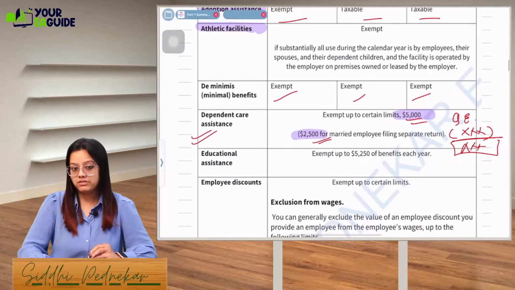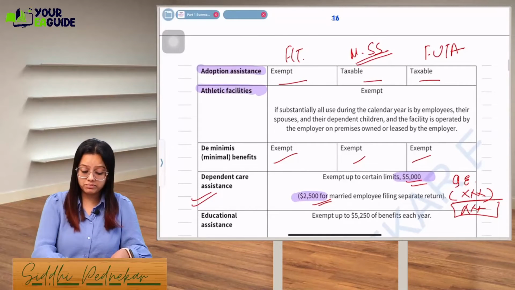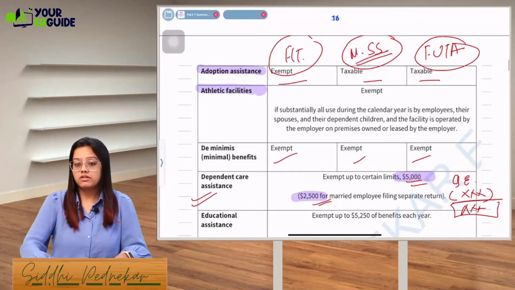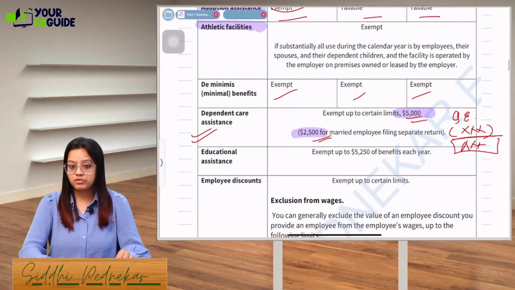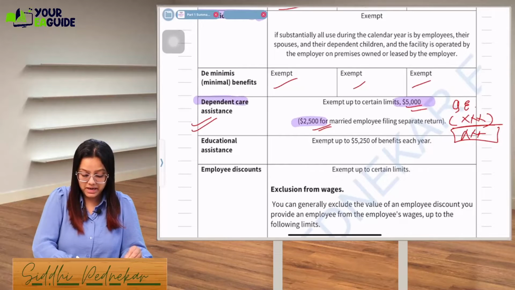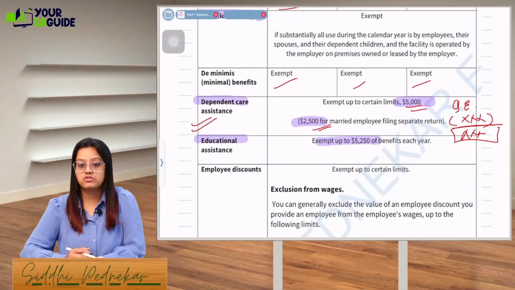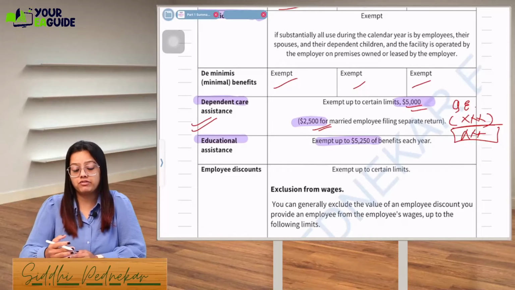So dependent care benefit, if it is provided by the employer to the employee up to 5,000, it is exempt from these three taxes. Okay, from federal income tax, Medicare, Social Security, and FUTA taxes. If you receive educational assistance, it will be exempt up to 5,250 for each benefit for each year.